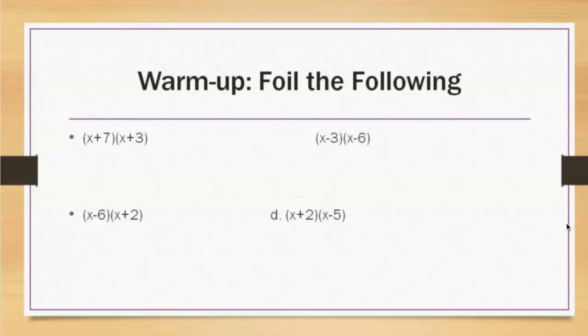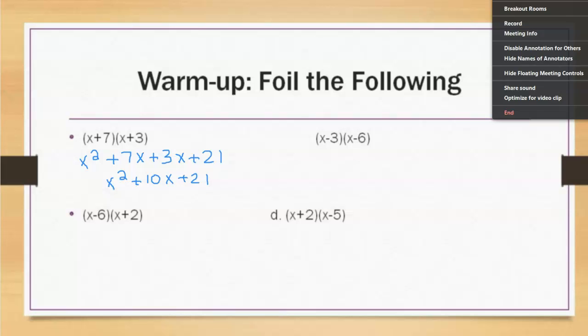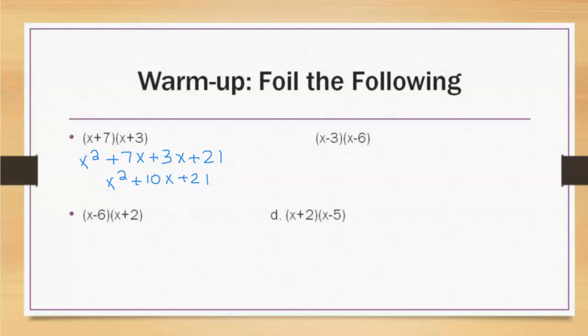the magic X. So we get x squared plus 7x plus 3x plus 21, or x squared plus 10x plus 21. And then for the second one, we have x squared minus 3x minus 6x. Two negatives make a positive 18. Combining those middle terms, we get x squared minus 9x plus 18.